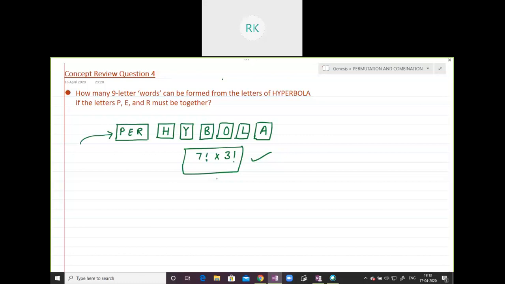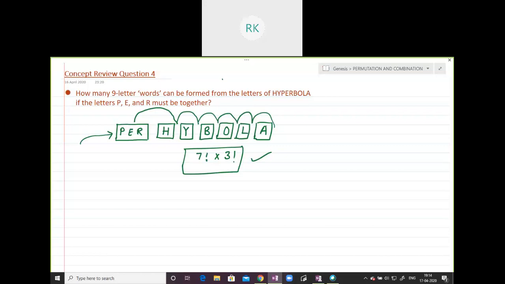9-letter words can be formed from the letters. Is it 9 letters in the word, my dear? 1, 2, 3, 4, 5, 6, 7, 9. 9 only, no? I hope you are confused. Why I'm keeping them inside the box is that this box can go anywhere. This box can go here, this box can go here, this box can go anywhere, right? So we'll go together, and I will include the count of PER also.